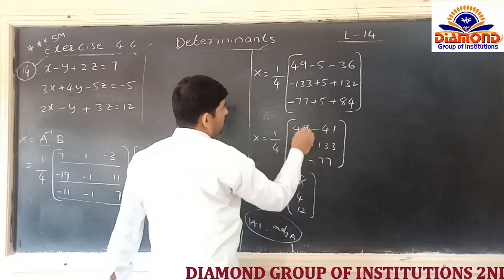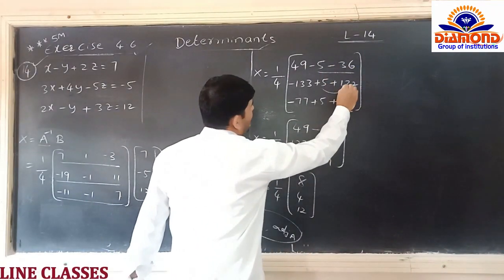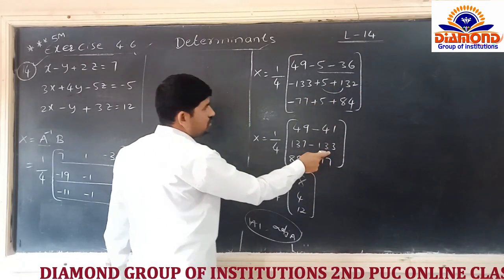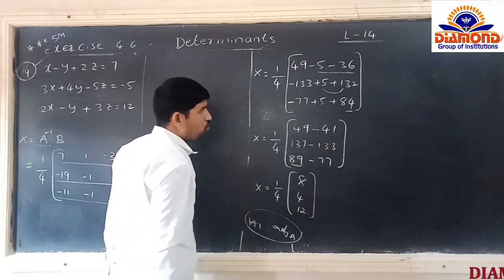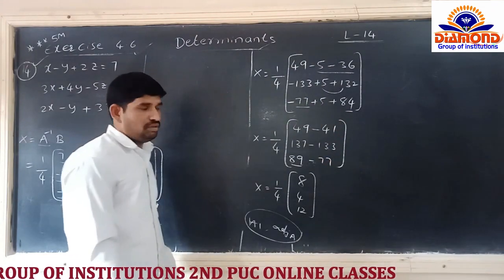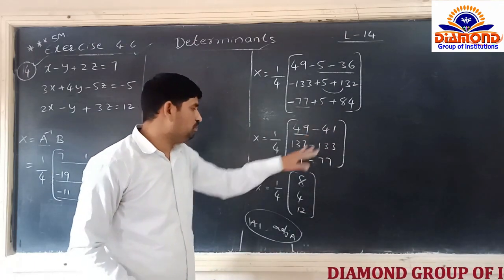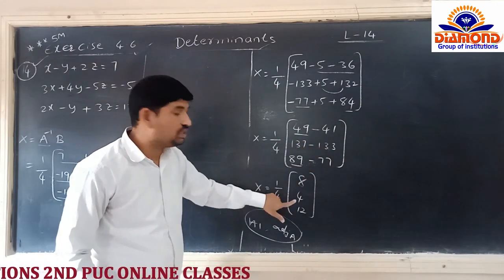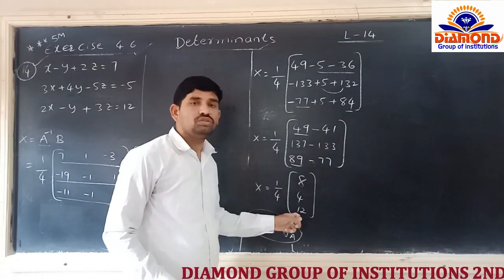Now we add the first row terms, so 49 and the others give minus 41. Adding the second row terms we have 137, and minus 133. The last one is 84 plus 5, which is 89, minus 77. Now 49 minus 41 gives us 8. And 137 minus 133 is nothing but 4. And 89 minus 77 is 12.